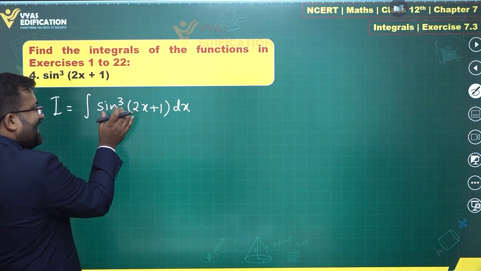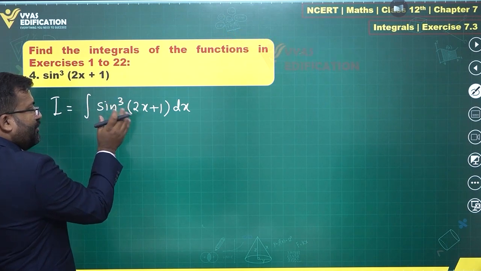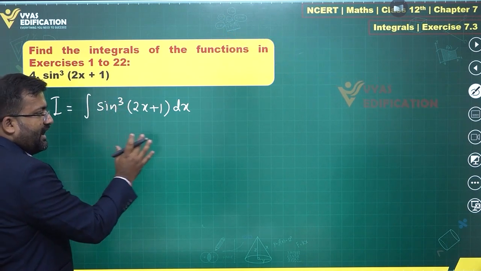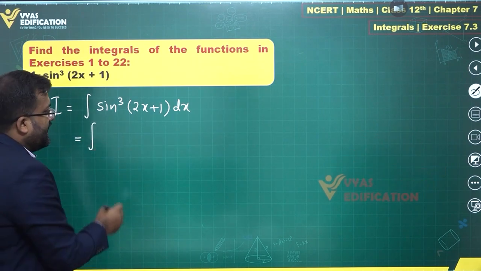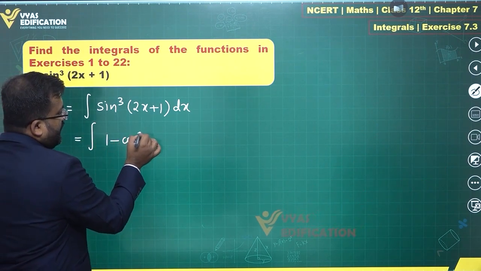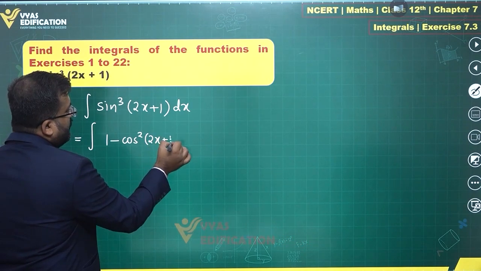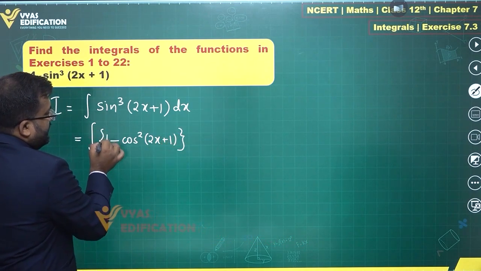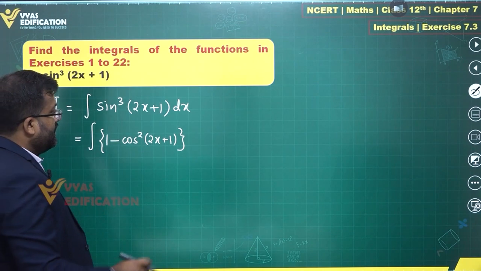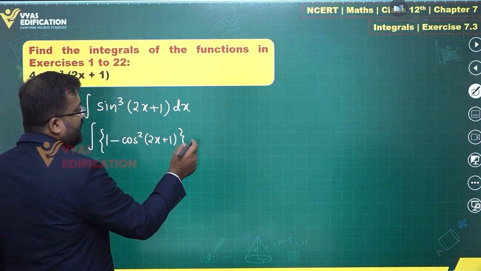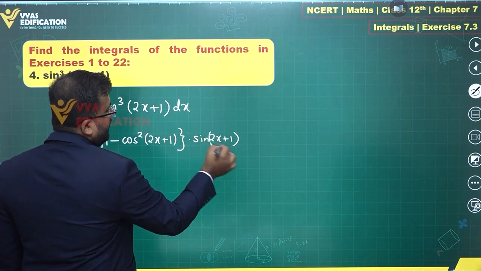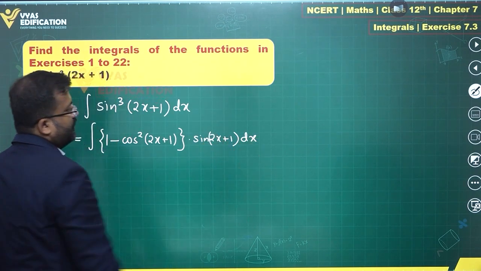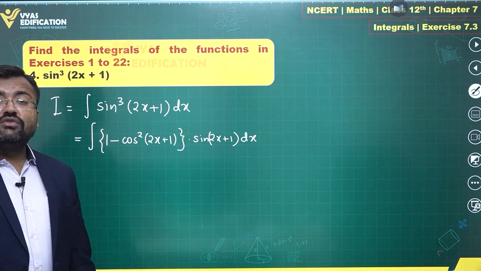That we can break the sine cube as sine square and sine. And you can write the sine square term as 1 minus cos square 2x plus 1. This is sine square 2x plus 1, and there will be another sine of 2x plus 1 waiting outside. And now I can use substitution.